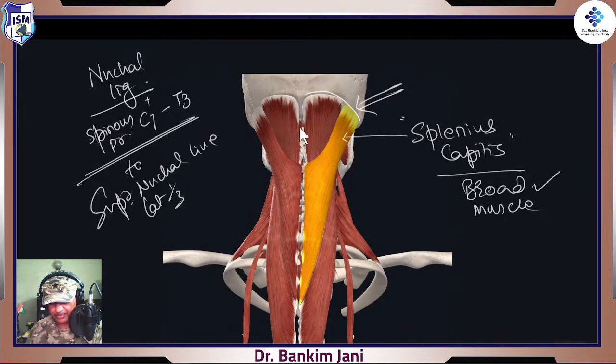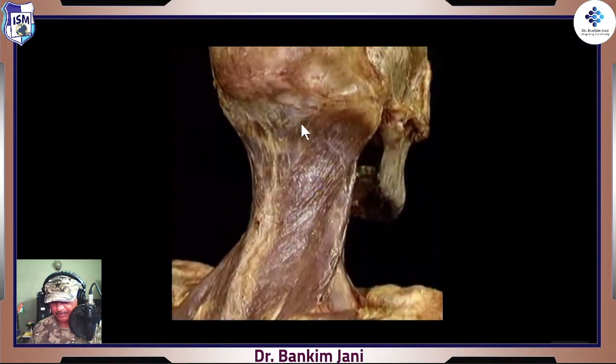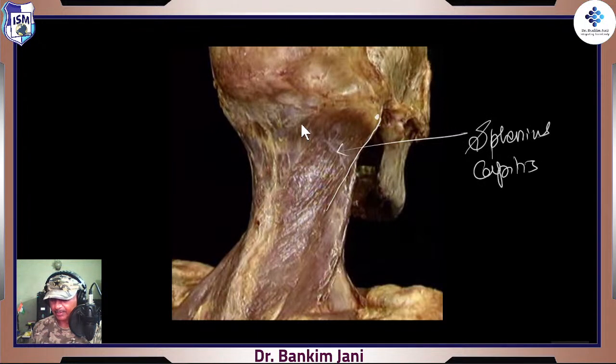Let's see the real image. See here, right? These fibers are going and going all the way over here. And this is the muscular attachment to the mastoid. Here, this is the muscle which we are talking about. It is splenius capitis, and this area is the mastoid process.